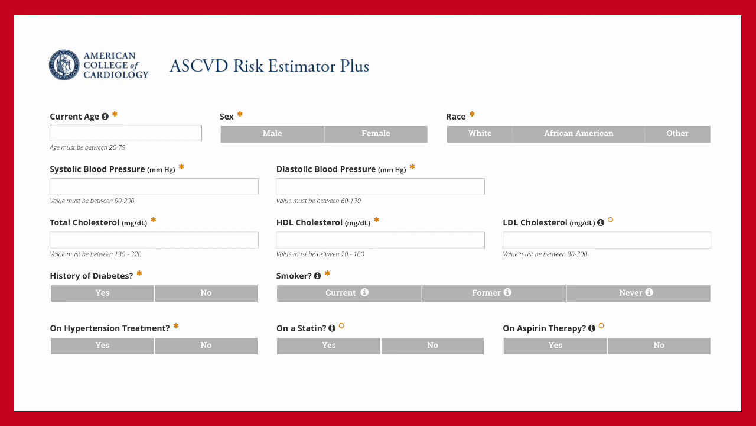So this is what the American College of Cardiology's ASCVD risk estimator plus looks like. It takes into account the patient's age, their gender, their race, of course their blood pressure that you have now accurately measured, their cholesterol levels from their most recent labs, whether they have a history of diabetes, of smoking. Are they currently on any hypertension medications? Are they currently on a statin or aspirin therapy? And that includes baby aspirin too.